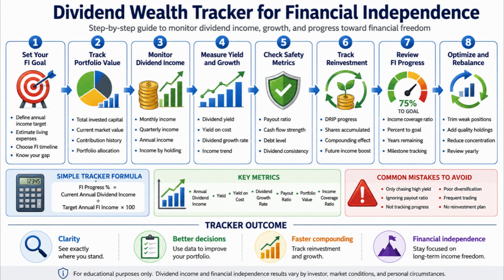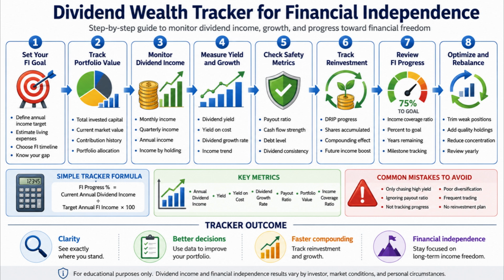Then, measure dividend yield and dividend growth. Dividend yield shows how much annual income an investment produces compared with its current price. Yield on cost compares the current annual dividend income with your original purchase cost. In addition, the dividend growth rate shows how quickly the income is increasing over time. Tracking the income trend helps determine whether your portfolio is moving toward your financial independence target.